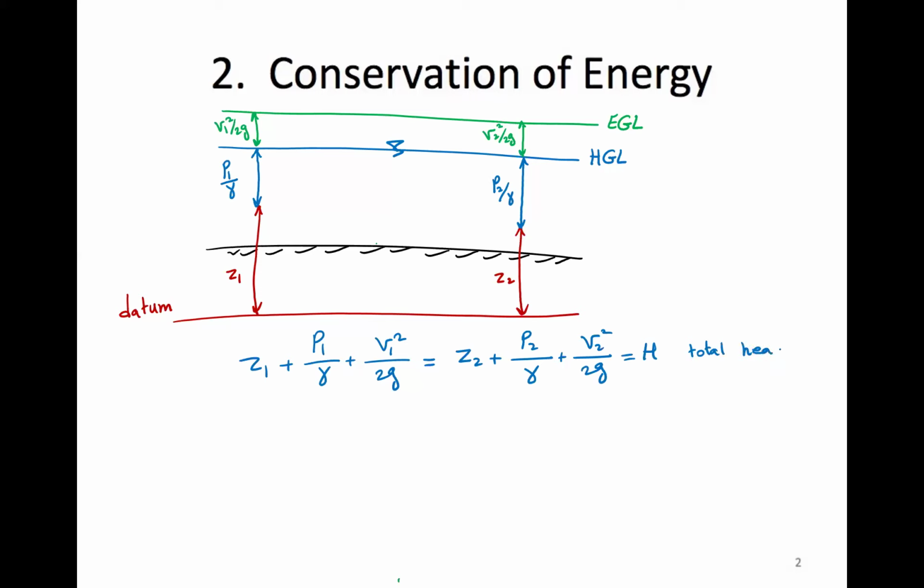Total head. And it really says it's constant. So the Bernoulli equation says as you're traveling with the flow, your total head remains constant. This is what we call the Bernoulli equation. Sometimes we use the abbreviation BE, just a reminder. So again, a reminder, what was total head?